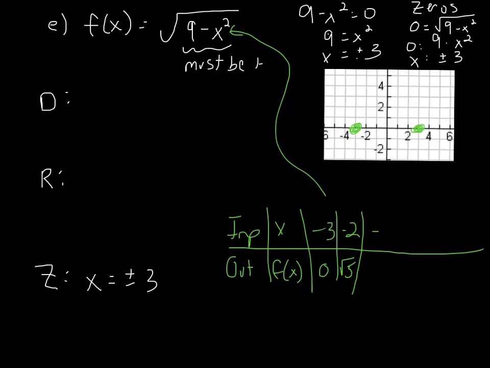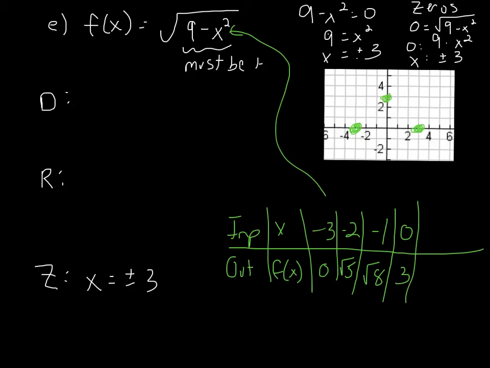Let's plug in negative 1. Negative 1 squared is 1. 9 minus 1 is 8. So we get the square root of 8. It's almost 3. So let's plug in 0. See what you get. Remember, we're just doing all the numbers in our window, or all the numbers in our range, sorry. 9 minus 0 squared, that's 9. Square root of 9, 3. Well, that's an easy point to graph.